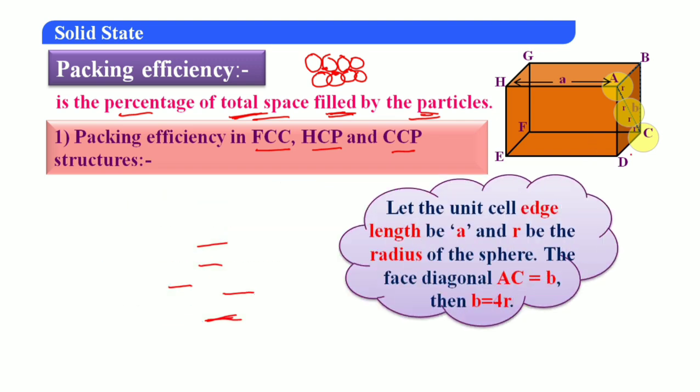Fine. Let the unit cell edge length be A. In all cases it is A only. All edges are equal to A, remember. And the radius of the sphere is R. Now you clearly observe this particular shape where face diagonal AC, which we have considered as small b, is equal to 4R, because here one complete sphere and 2 half spheres are there, which means total 4R is equal to b. B is equal to 4R, remember that.